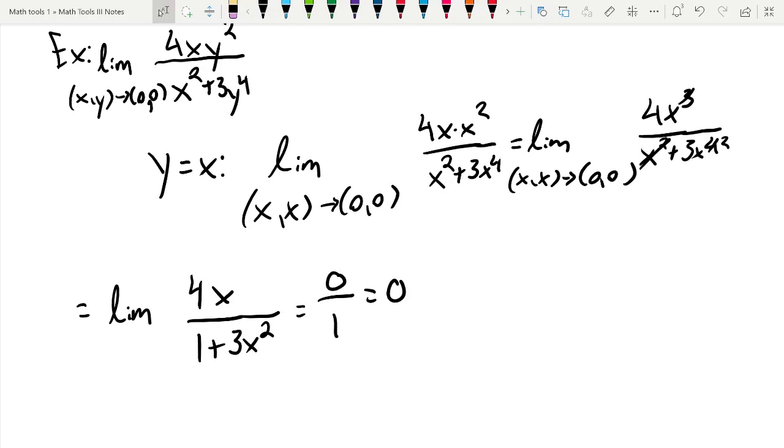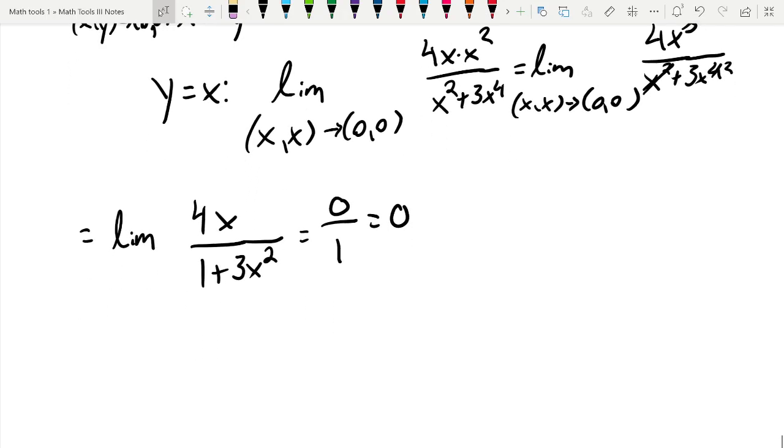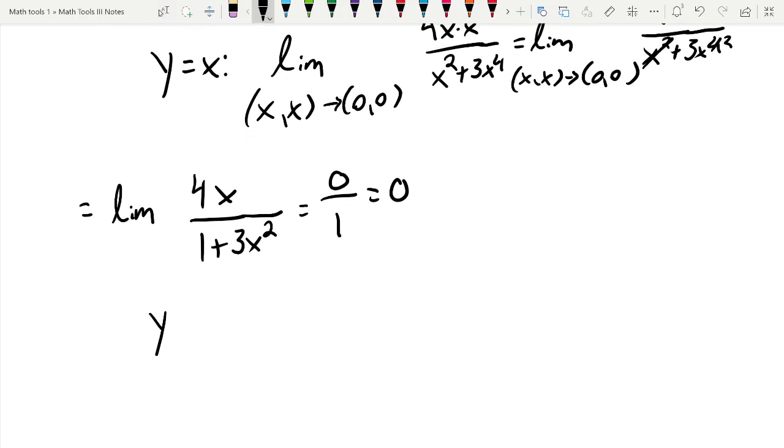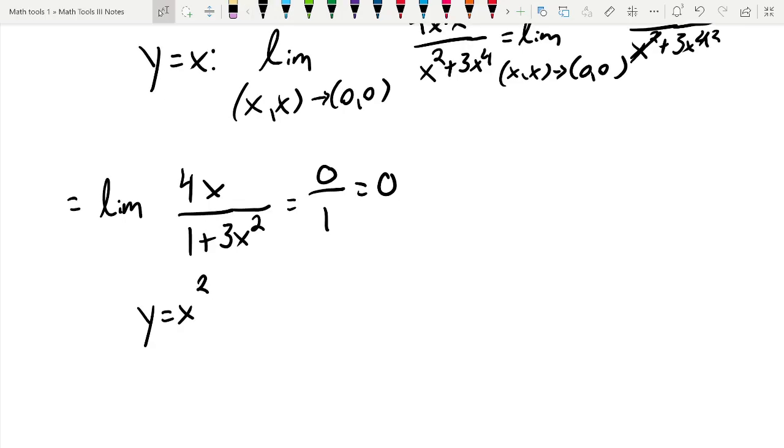So we could try a different line. Like we could try approaching along the line y equals 2x, for example. But that's not going to help us in this one. So let's go right for y equals x squared. Okay. So let's see what happens with this one. So that does pass through the origin, so it's fine to consider.